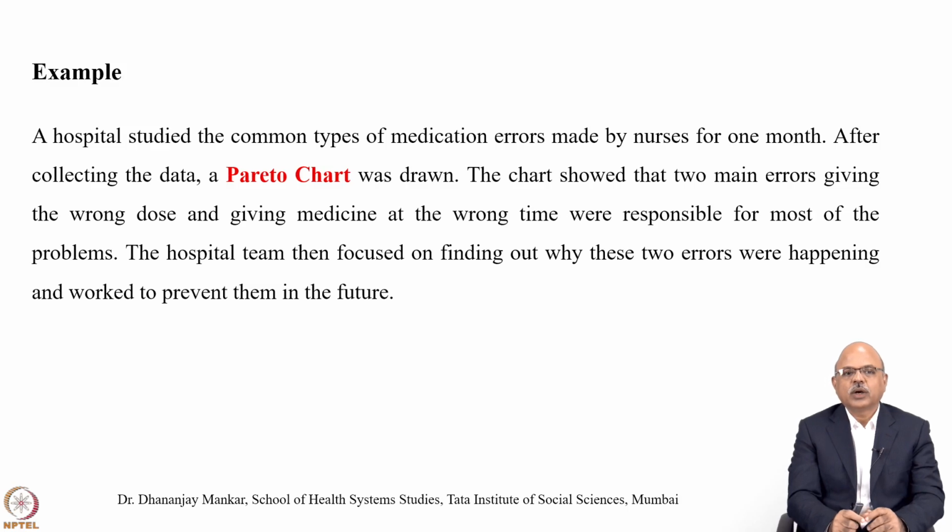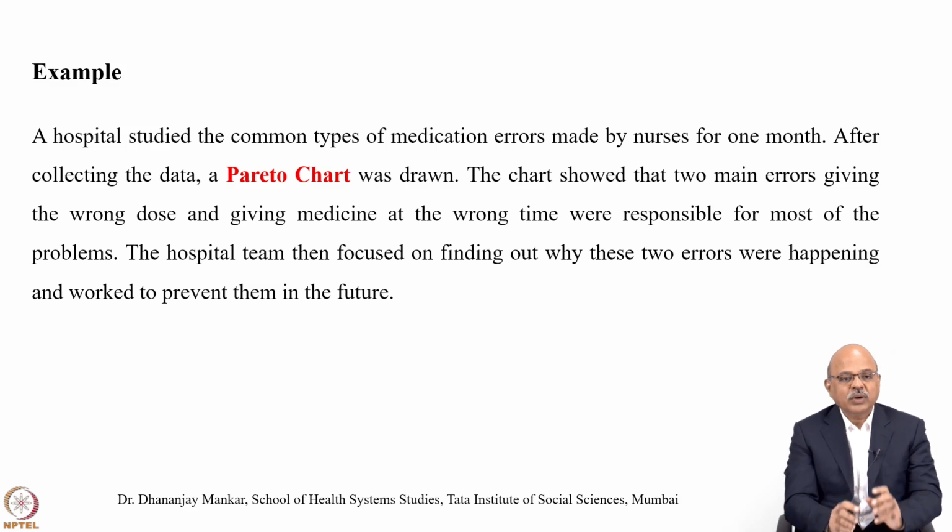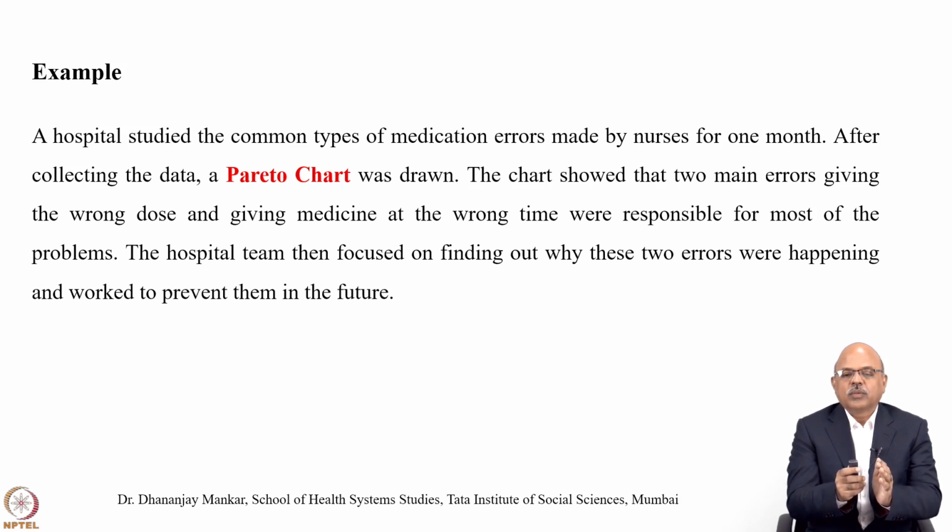A hospital studied the common types of medication errors made by nurses for 1 month. So this is sort of a small project that you can do for quality in your hospital also. After collecting the entire data of this problem, a Pareto chart was drawn. The chart showed the two main reasons: giving the wrong dose and giving medicine at the wrong time, which accounted for most of the problems, and you may find that this can be seen in the chart as well. What did the hospital do?